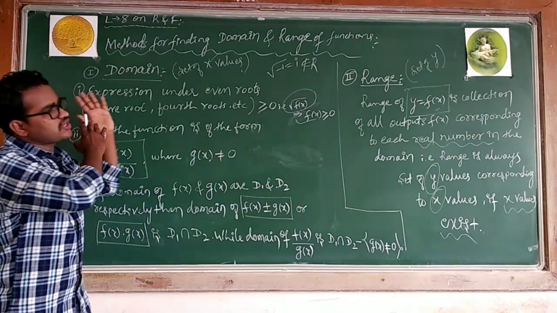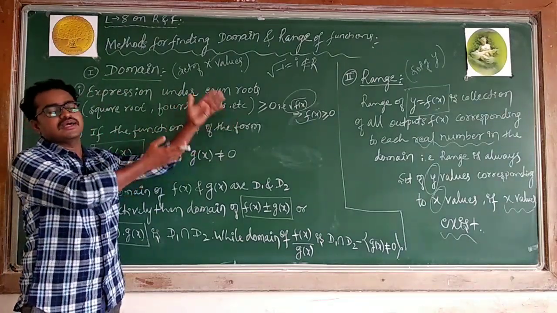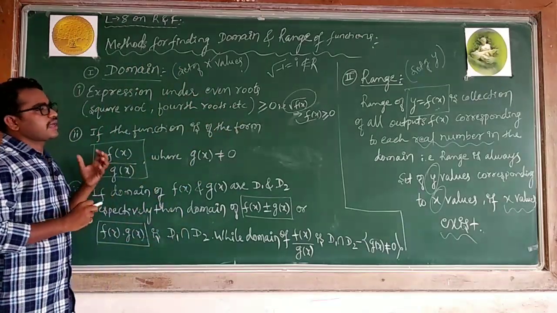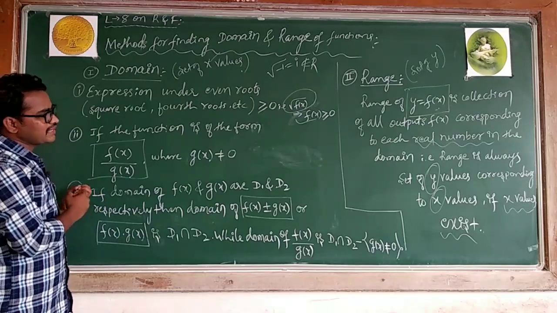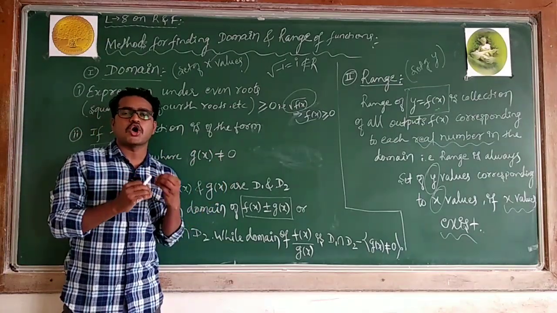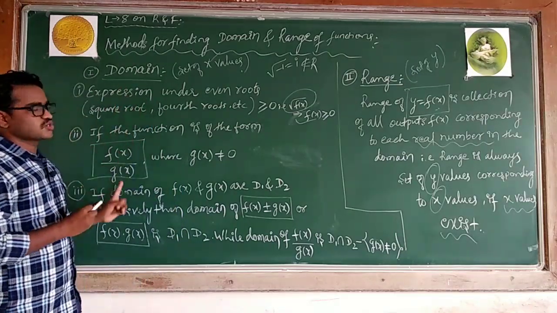Corresponding to all these x values, you will get a y. Always y is what? A range. This is about understanding how to find domain as well as range. So I will take some examples, and according to those examples, we will understand what is going on here.